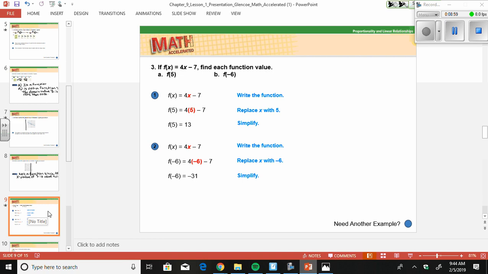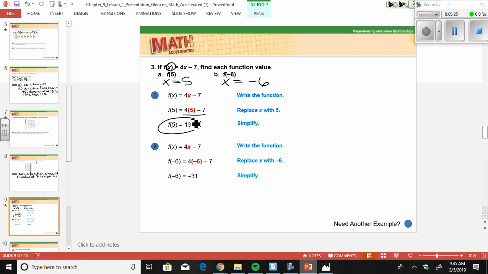Here we have, if f of x, remember that function notation, equals 4x minus 7, find each function value. So f of 5, what they're telling you there is instead of f of x, we're going to have that x is equal to 5. And here they have that x is equal to negative 6. So we plug those values in. We get 4 times 5 minus 7. We get an answer of 13. Now we do f of negative 6 is equal to 4. Plug in that negative 6 wherever there was an x.